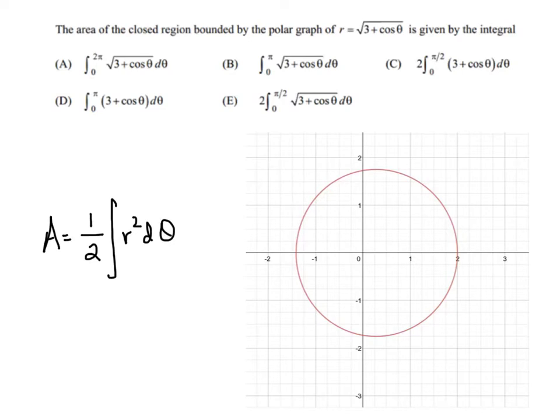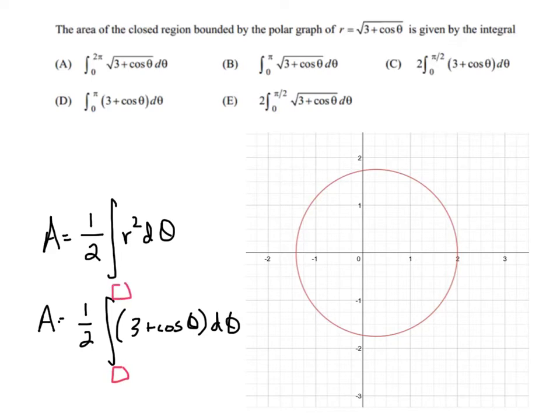So the first thing I'm going to look for here is area equals 1/2 integral. It should be the square root of 3 plus cosine theta squared, so it should just be 3 plus cosine theta. Okay, so right away start crossing some things out. Now you need the bounds.